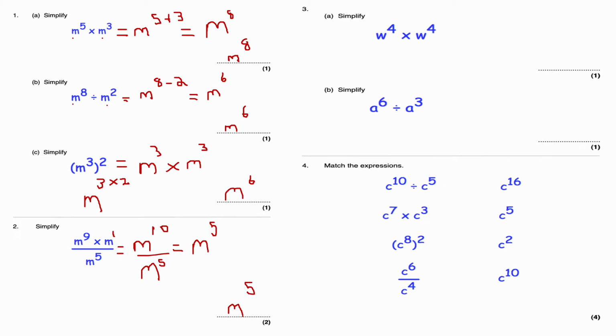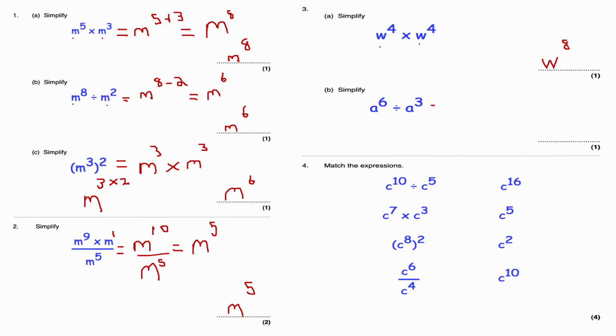This is question number 3, part A. Simplify w to the 4 times w to the 4. Adding the powers, 4 plus 4 is 8. So it's w to the power of 8. Same bases, I just add the powers.